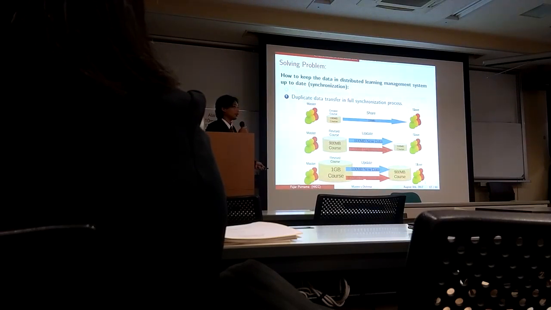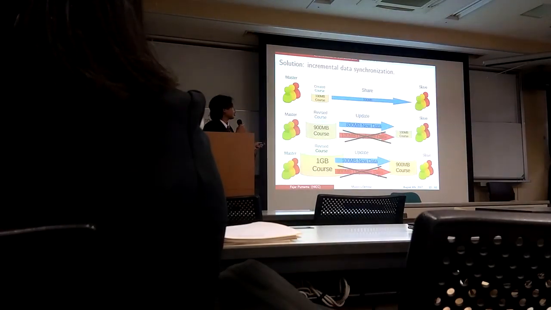And 900 megabytes of data is actually a duplicate, which is unnecessary and a waste of network traffic. But if we use an incremental data synchronization technique, the concept is that the master is able to identify how much, and which data, the slave already has. And so the master can filter that data and only send the necessary data, which is more efficient on the network.